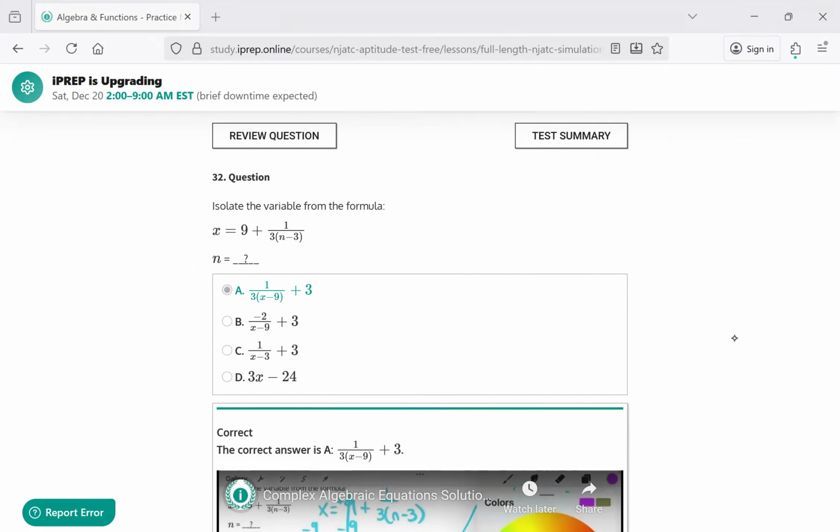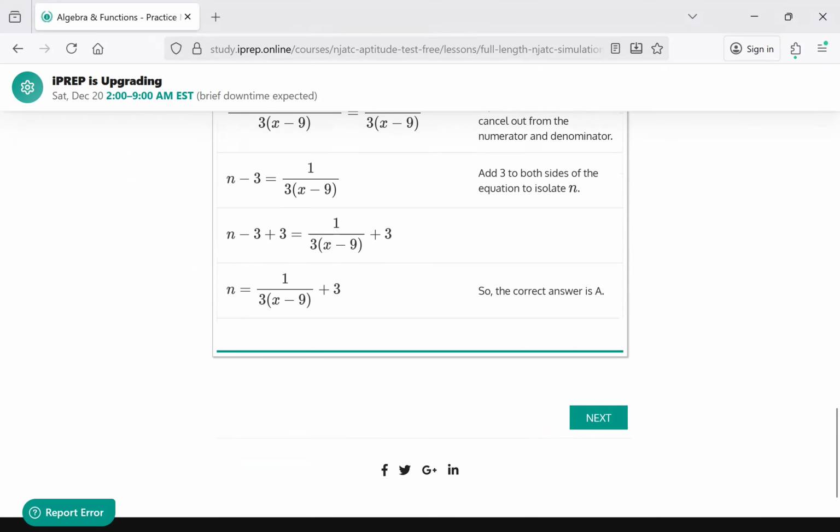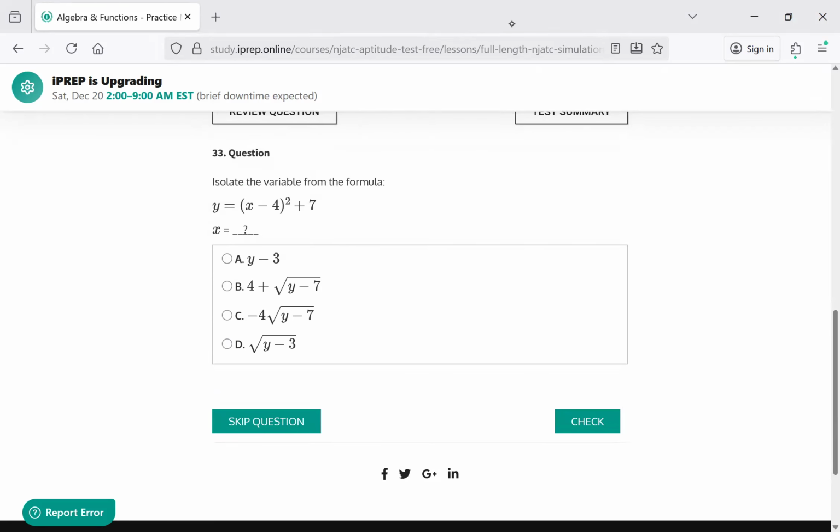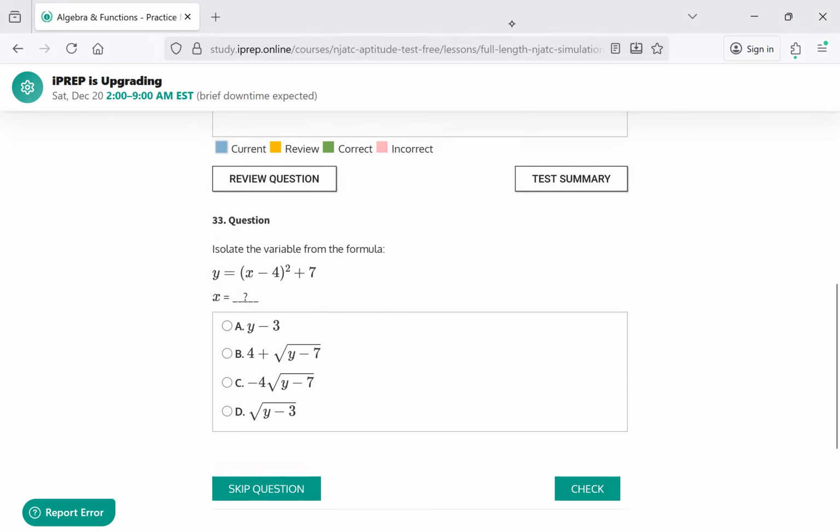Okay, last one. Yeah, I have to stop here. Do one more. Or zero. Solve for x. So this one's not so bad at all. What I will do is subtract 7 from both sides. You get y minus 7 equals parentheses x minus 4 squared.